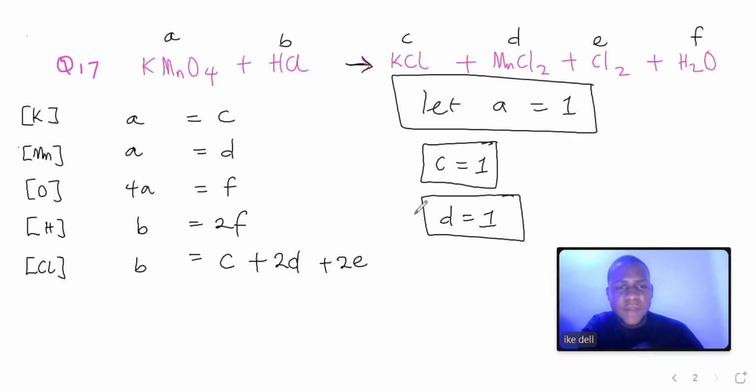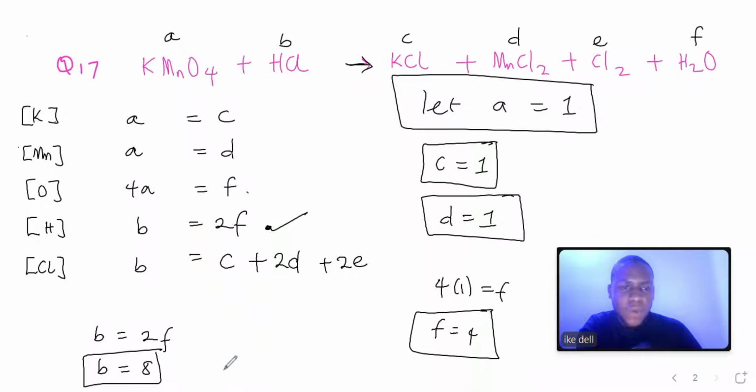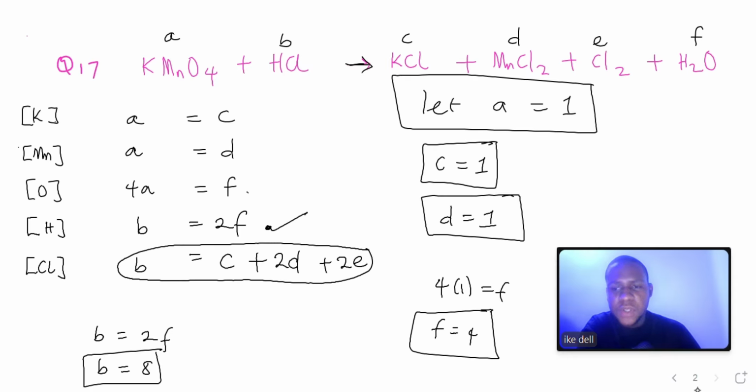So we've gotten that. If 4A is equal to F, it means that if we said A is equal to 1, then 4 times 1 should be F. So that means that F is also 4. Alright, we're making progress here. And look at this one right here. If B is equal to 2F, and we just said F is 4, well, that means that B must be 8, right? Because that's 2 times 4, 8. Okay, so we've gotten A, we've gotten B, we've gotten C, we've gotten D, we've gotten F. Remains E. We've not used this equation here, so I guess it's time to use it.